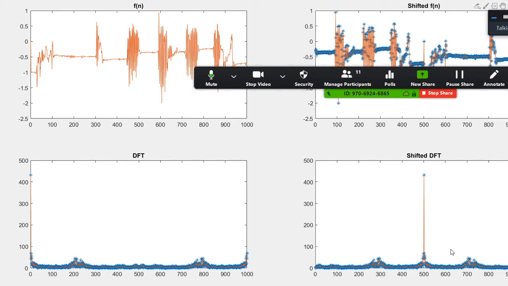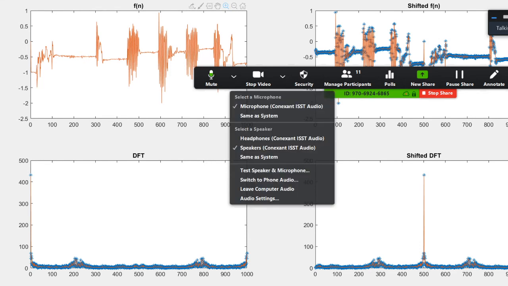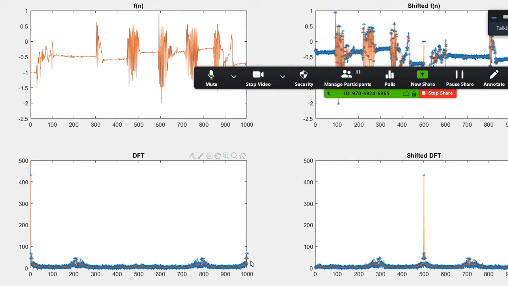So in that case, I redraw. I want to show what the shifted DFT is. This one, they shift from 500. They move this side to here. So we construct the double-sided FFT.